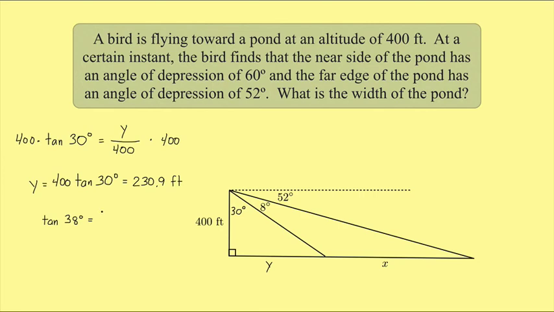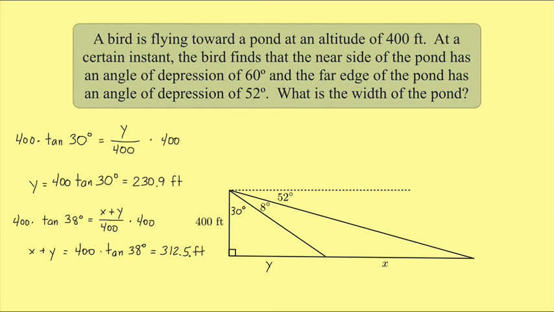So tangent of 38 degrees is opposite over adjacent. That would be x plus y over 400. And I'm going to multiply both sides by 400 again. So I get x plus y equals 400 times the tangent of 38 degrees. Type that into a calculator, and I get x plus y equals 312.5 feet.